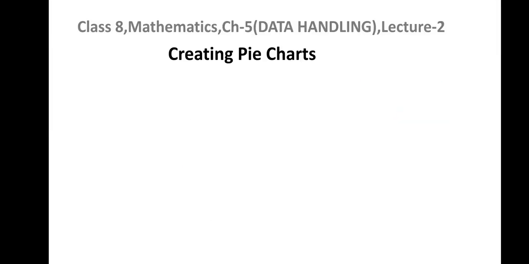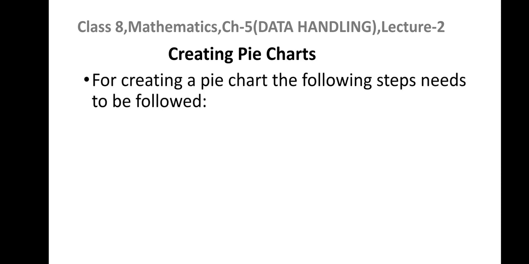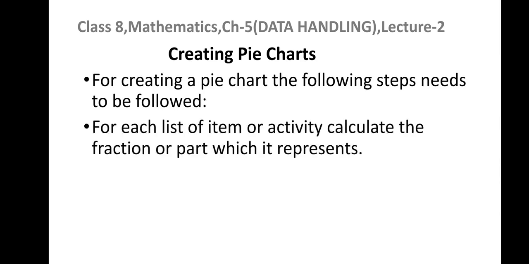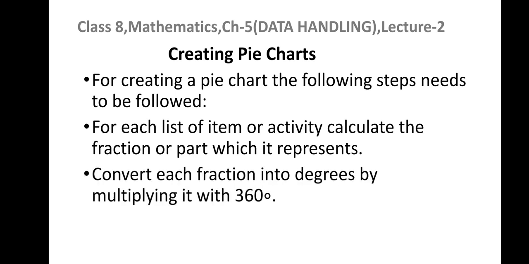So how to create the pie charts? For creating a pie chart, the following steps need to be followed. For each item or activity, calculate the fraction or part which it represents. Like for chocolate, it was 50%. So we have calculated its fraction first, and then we represented it as a fraction of 360 degree and we got 180 degree. Then convert each fraction into degrees by multiplying it with 360 degree as we have done.